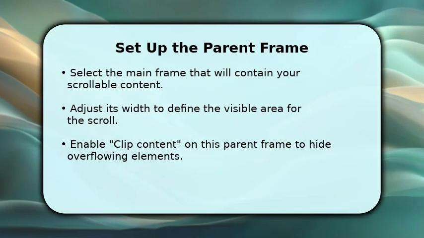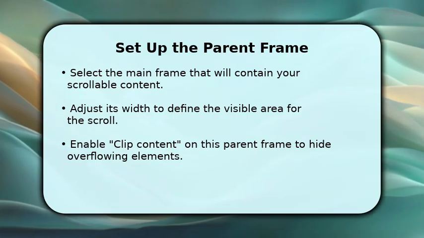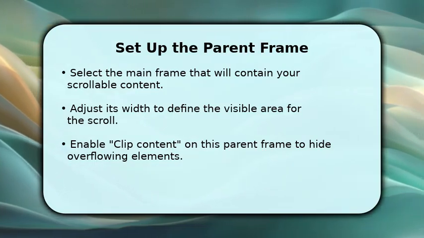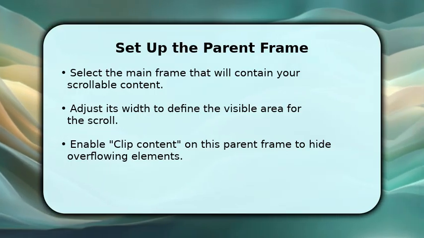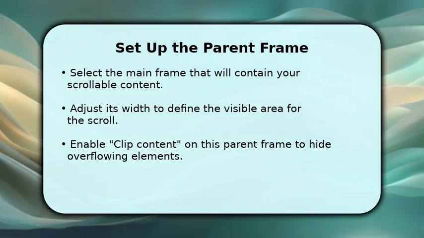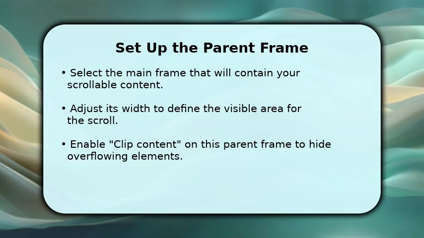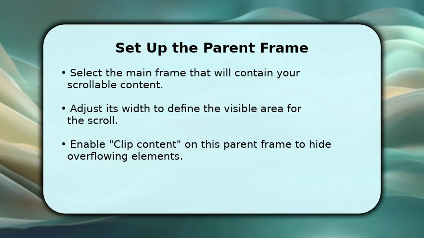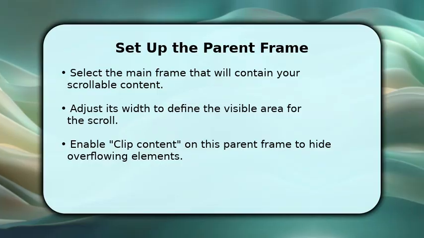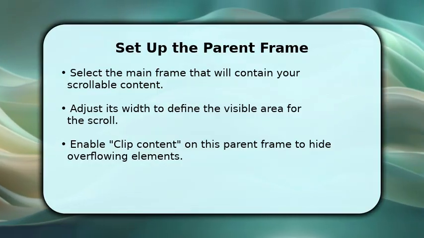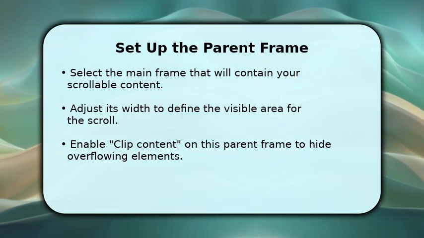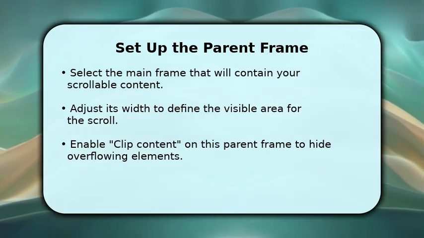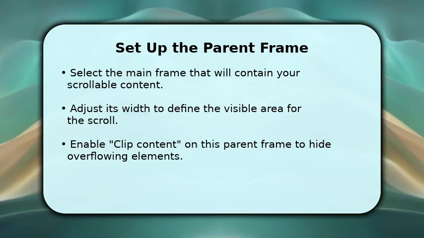First, you need to set up your parent frame. This frame acts as the viewport for your scrolling content. Select it and adjust its width to exactly what you want your users to see at one time. For example, if your design is for a mobile screen, set the parent frame's width to 375 pixels. Crucially, enable the Clip Content option in the Design panel to ensure anything outside this frame's boundaries is hidden.